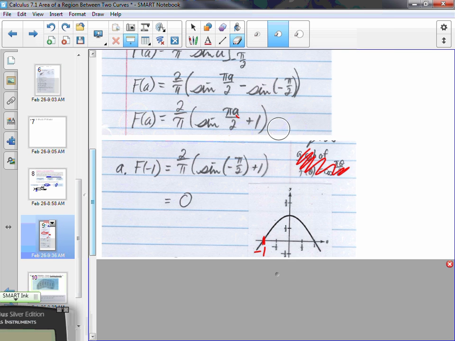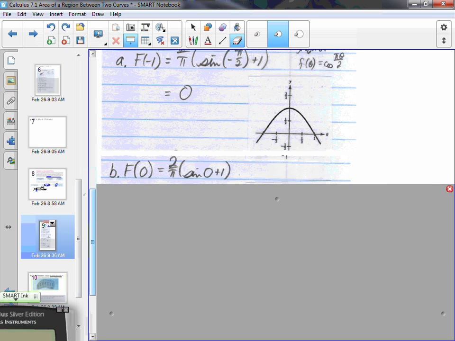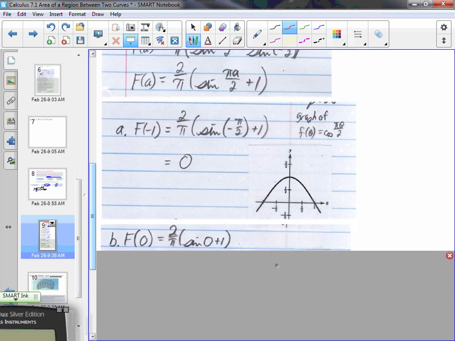All right. Now, part A we could have done in about 2 seconds without going through that integration. But part B, though, capital F of 0. Instead of doing a whole integral with the upper limit of integration being 0, we've already got our function written without the integral. So I'm using this. I'm simply substituting a 0 in for a.